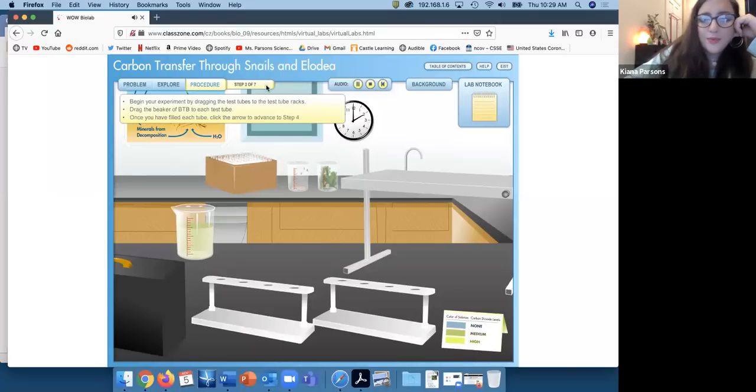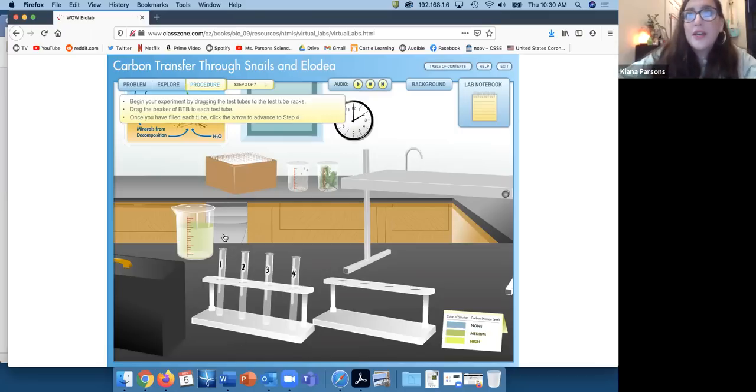There we go. Begin your experiment by dragging the test tubes to the test tube racks. Drag the beaker of BTB to each test tube. Once you have filled each tube, click the arrow to advance to step 4. Okay, so I have my 4 test tubes here, and I'm going to put bromothymol blue in all 4.